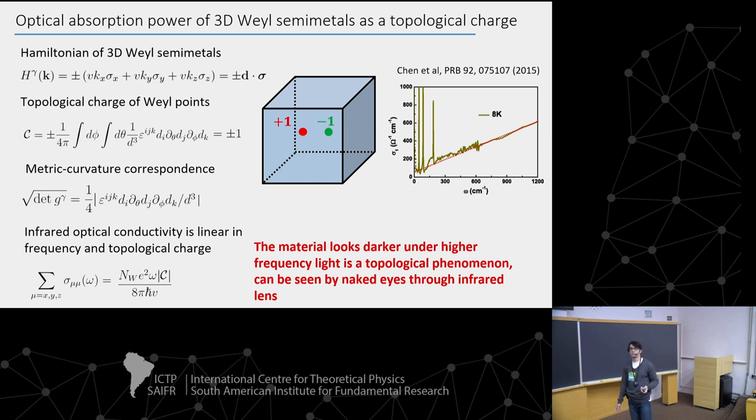So as we increase the frequency, we would see the material looking darker and goes like this. So this is the number of Weyl nodes. So in this case, it would be 2. So as we increase the frequency, we will get darker. So we also argue that this darkness is also topologically protected because this omega here comes together with this C, right? So this is a topological charge.